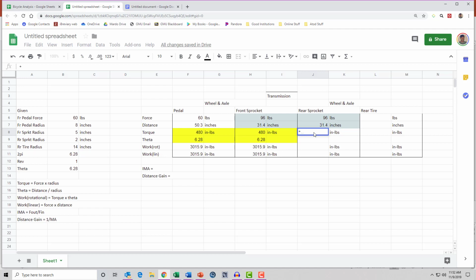So torque equals force, this is my force, times the radius. And this is the radius of the rear sprocket, which is only 2. And theta will be the distance, which I have right here, divided by the radius. And again, I'm talking of the radius of the rear sprocket. Boom. And let me put this here. And did I do my calculation correctly? I can now copy these over, and I'm still good.